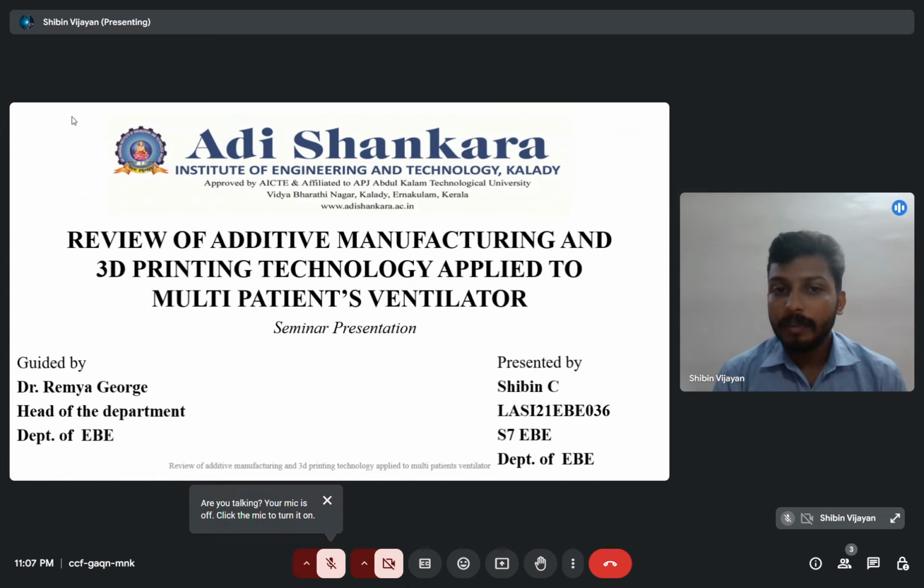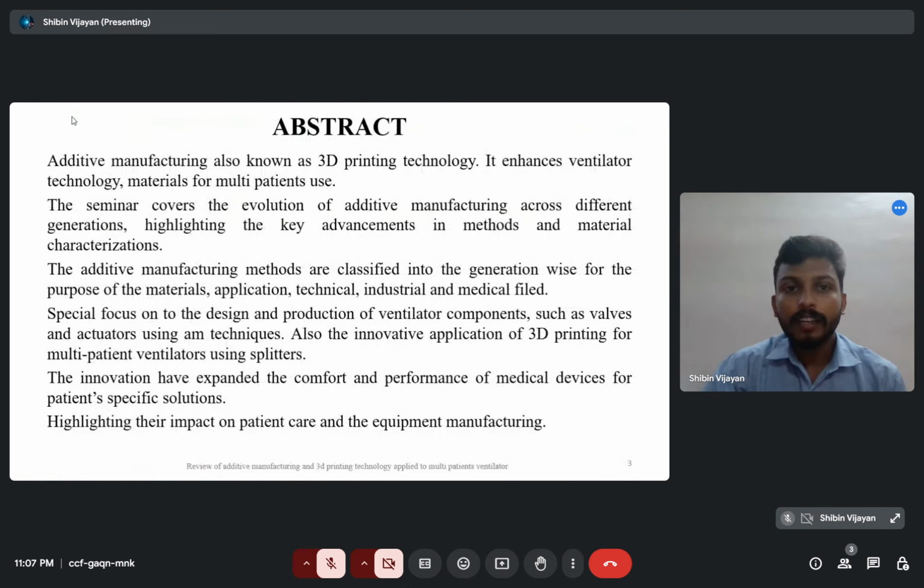Today, I'll be taking the seminar topic on review of additive manufacturing and 3D printing technology applied to multi-patient ventilators, under the guidance of Dr. Ramya George, Associate Professor and Head of the Department, Electronics and Biomedical Engineering. These are my contents. Additive manufacturing is also known as 3D printing technology. It enhances ventilator technology, material, and multi-patient use.